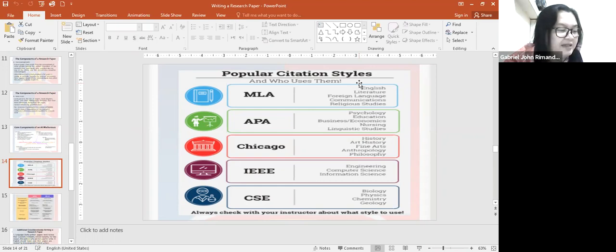Okay, then IEEE stands for Institute of Electrical and Electronics Engineers. From the term itself, this is used by engineering researches. Okay. And then CSE is the Council of Science Editors. This is science-based. So between MLA and APA, these are the ones that we can use in general, for general topics, but MLA is for student researches. So kayo, we will be using APA. Okay?